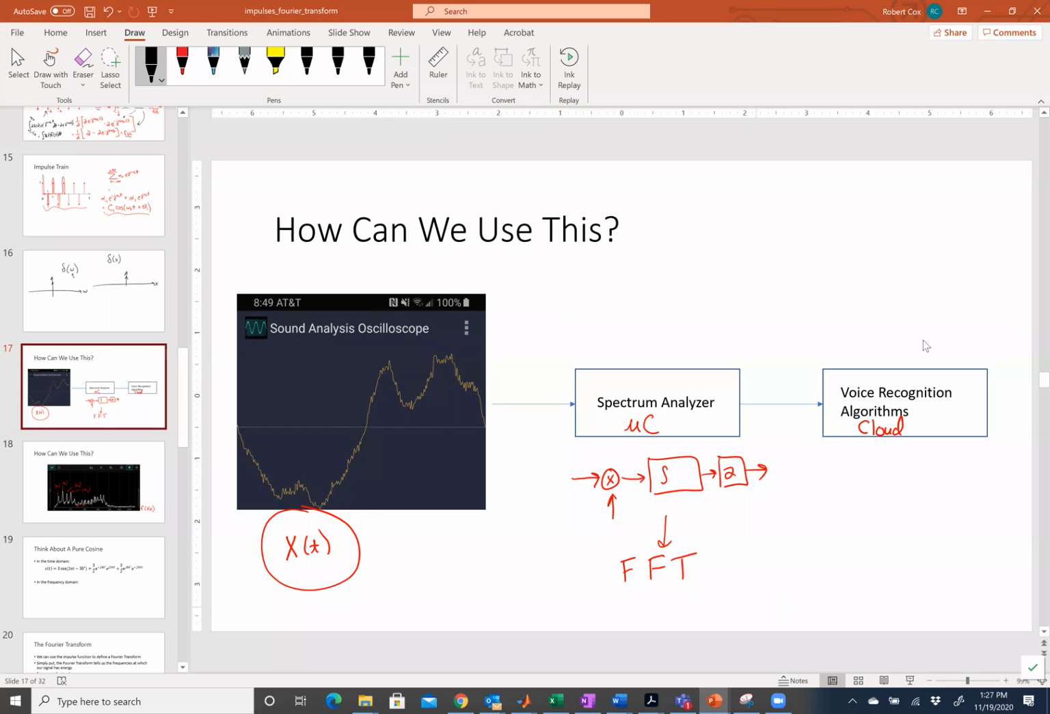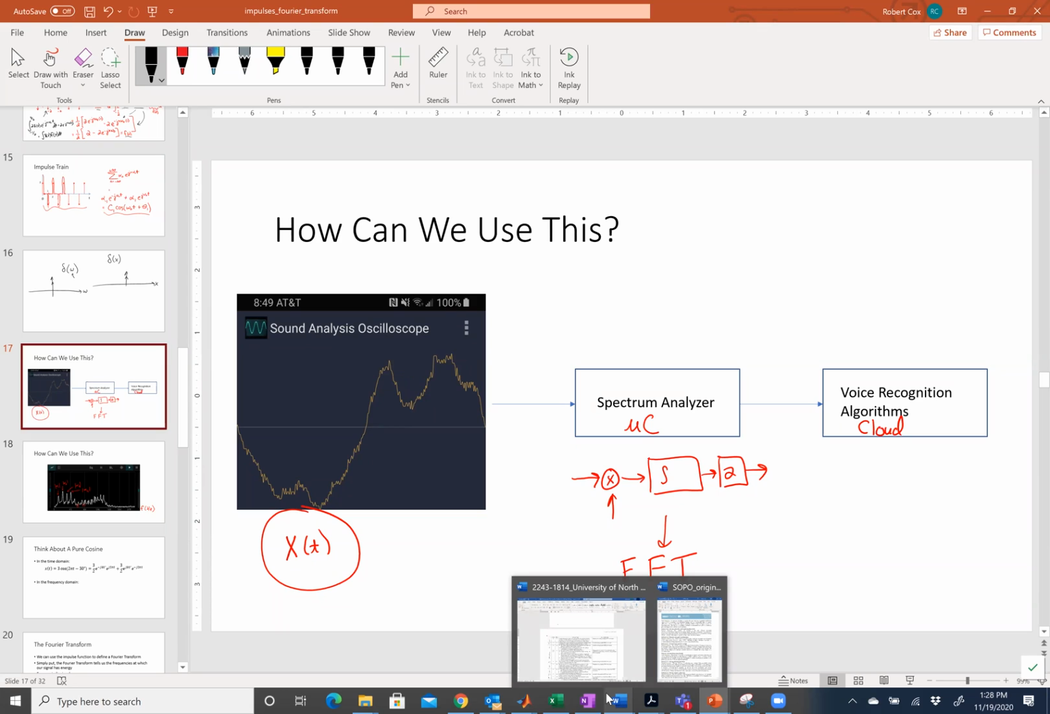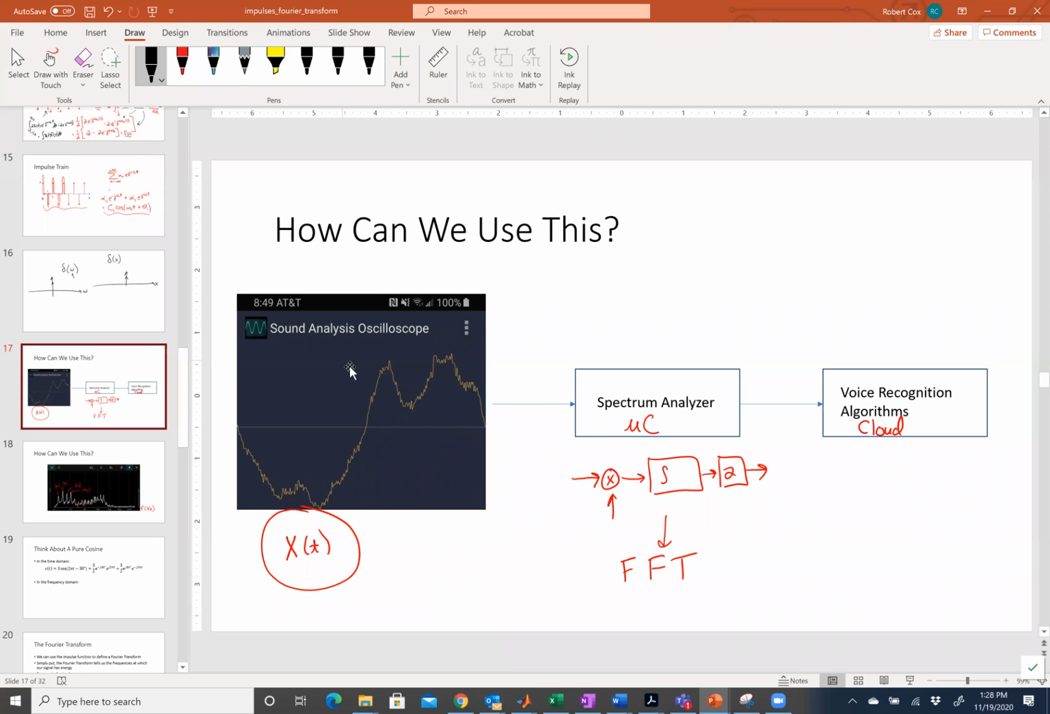If I'm looking at this picture right here, we talked about this last time. Here's an x of t, a signal measured in the real world using an app on my phone. It's a periodic waveform, although you don't see the periodicity per se. The sound wave hits the microphone, and the microphone converts the vibration from my voice into a voltage, and that voltage can get processed.